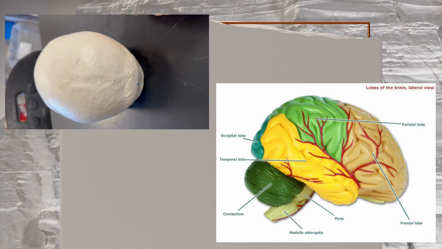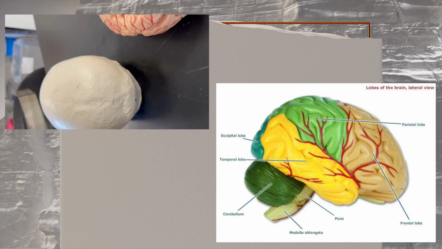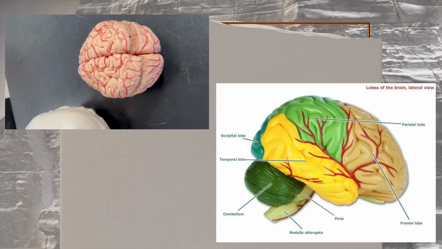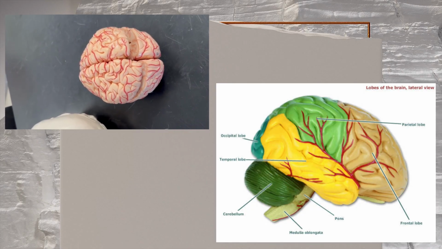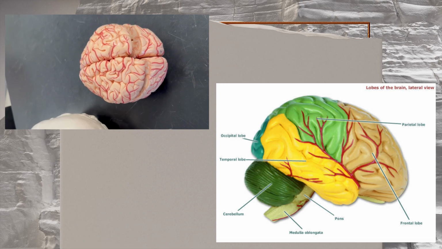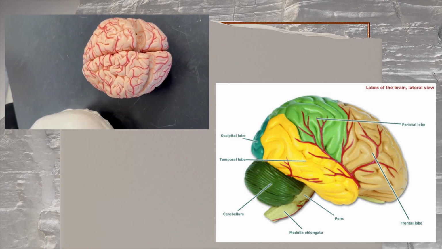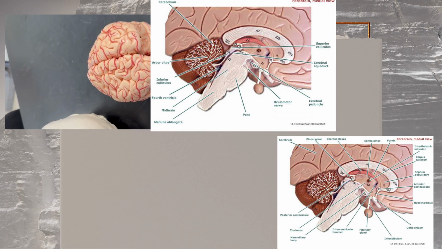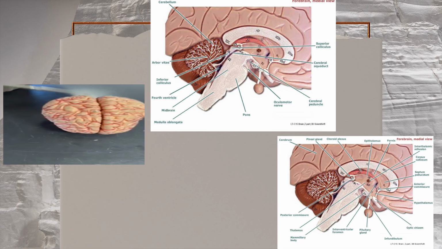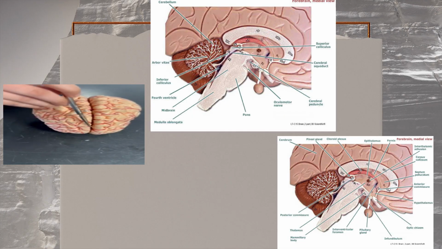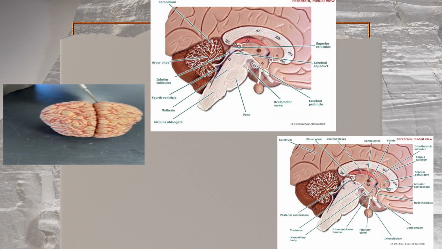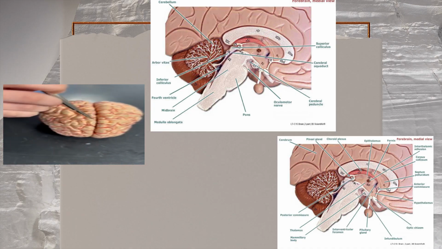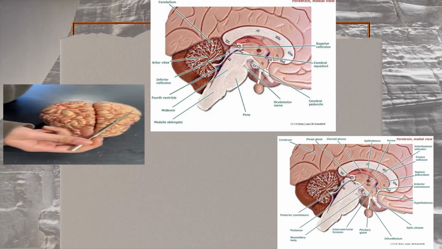Then you have your cerebral hemispheres, which are the left and the right side of the brain. The left side is typically associated with language and logic, and the right side is associated with creativity and spatial ability. This line represents the longitudinal fissure, which also represents the midline, separating the hemispheres.